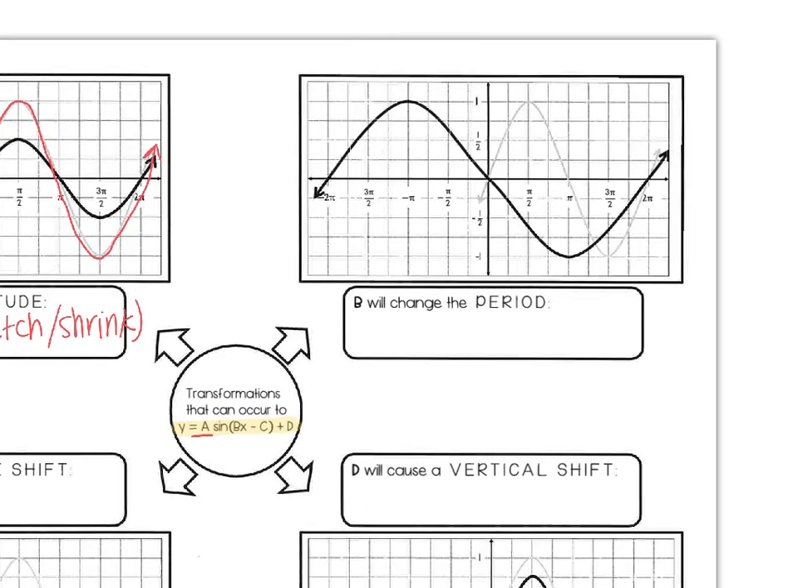Okay, B, so this value here, B will change the period, which we talked about, which is going to change the length of time it takes for the function to repeat. So it's either going to get longer, it's going to stretch it horizontally.